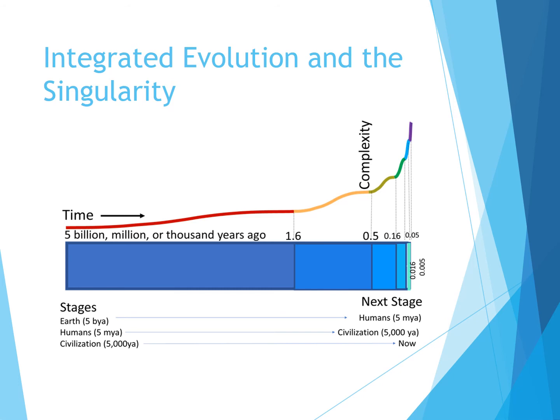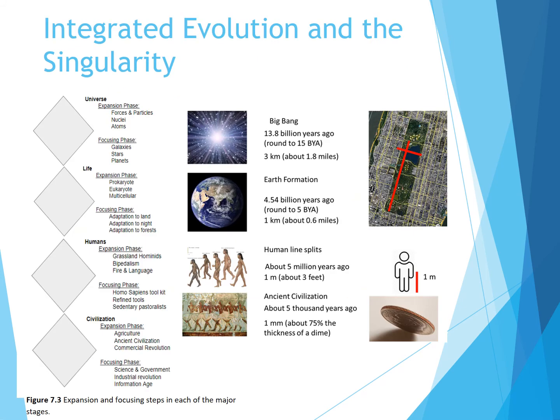So let's just ask what the next number in this sequence would be. 5 billion to 5 million to 5,000, divided by another 1,000, it would be 5 years. So nothing's going to happen within 5 years to be comparable to any of these. So something has to not continue this pattern anymore.